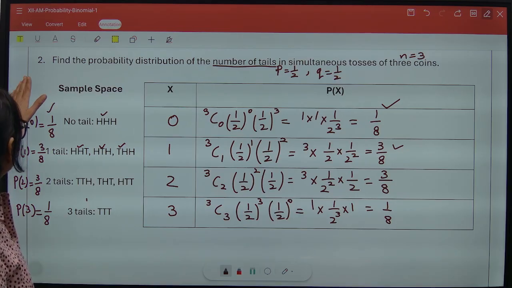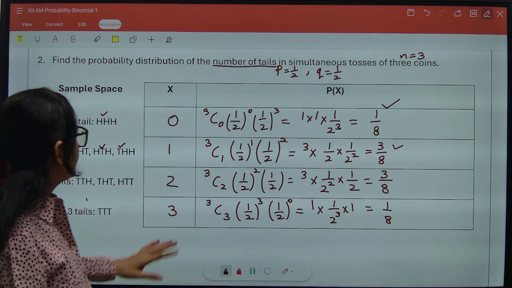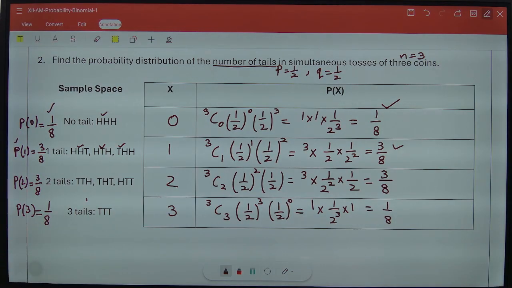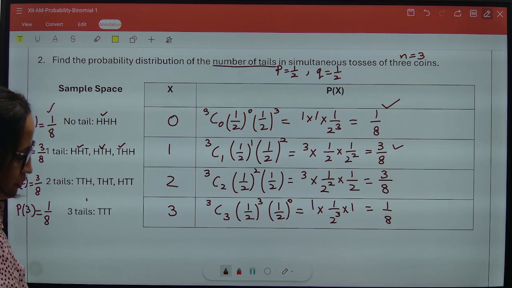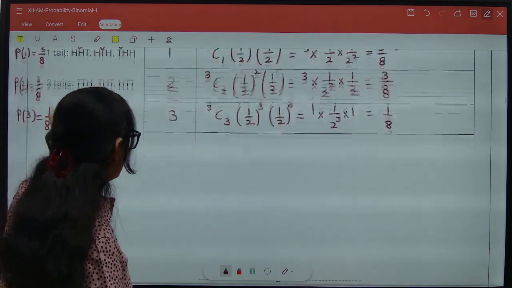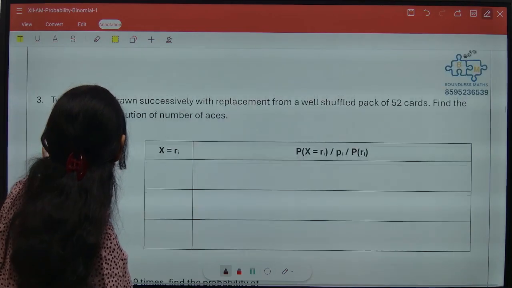Now the question said find the probability distribution. We have done that. Nothing to be done further, no calculation needed for expectation or anything, nothing is being asked in the question. So let's move to the next question.